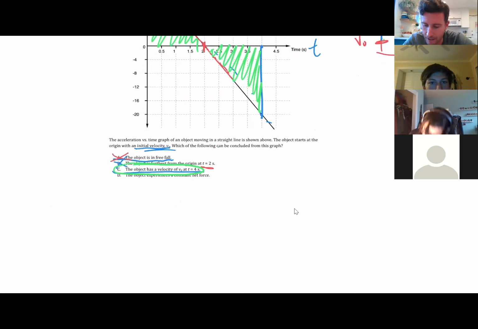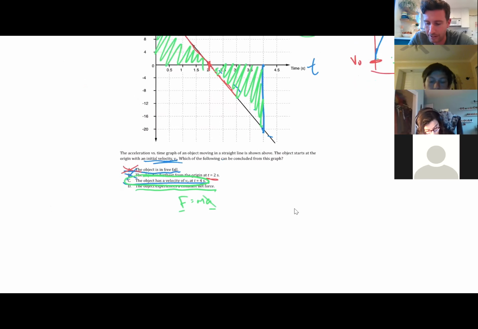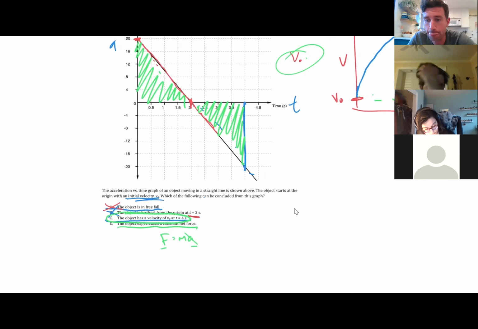And then my last option, the object experiences a constant net force. That one can't be true because force equals mass times acceleration. If I had a constant net force, I would have a constant acceleration, which I don't. So I would go with C on that one.